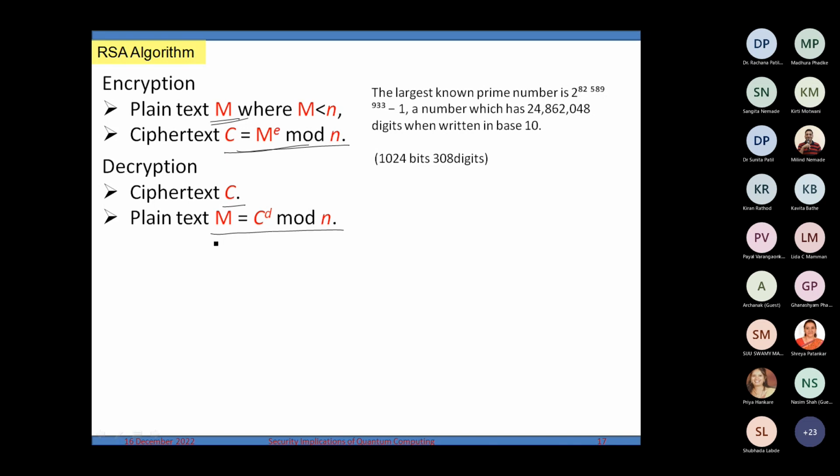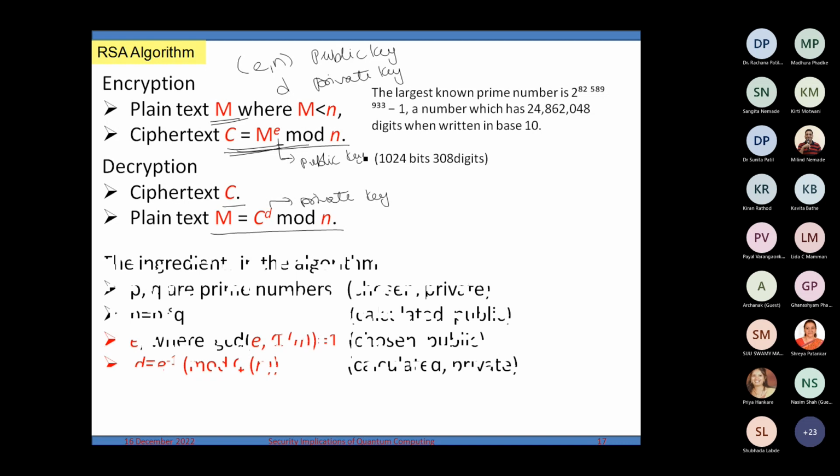In the previous slide we have seen the key generation, wherein we said E comma N is the public key and D is the private key. So I use the public key for encryption and the private key for decryption. How do I do the decryption? M is equal to C power D mod N. How am I doing the encryption? C is equal to M power E mod N. This uses the public key. So my encryption and decryption are done.